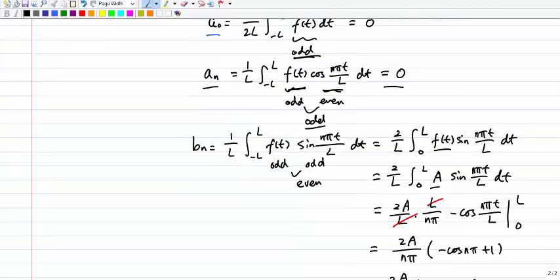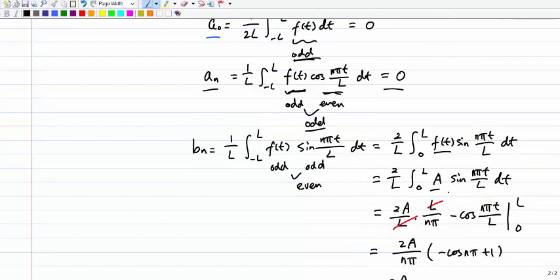So now we have to do the integration. So basically, we do the integration of that part. So it is integration. If you do this one is 2, I can move this a outside, is 2a over L. The integration of sine n pi t over L with respect to t is L divided by n pi times negative cosine n pi t over L, because the derivative of cosine will be just sine.